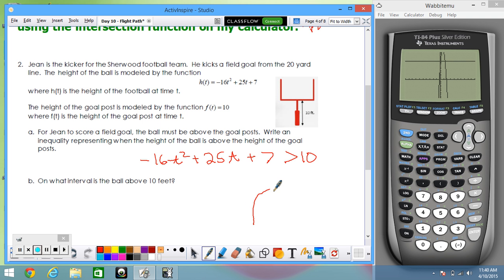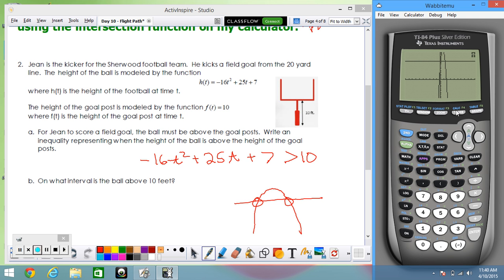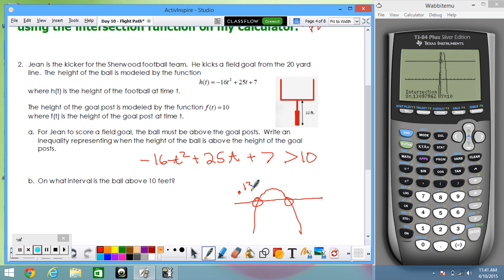So I'm going to make my little sketch. Ooh, oh, that's terrible. There we go. And it goes like this. So I need to find this point and this point, and I'm going to use my calculator. Second trace, number 5, first curve, second curve, and my blinker is kind of already on that first one. Ooh, look at that. That's really small. So here we go, 0.13. Now we're talking. So 0.1310.